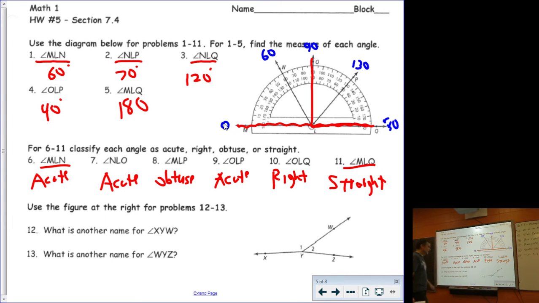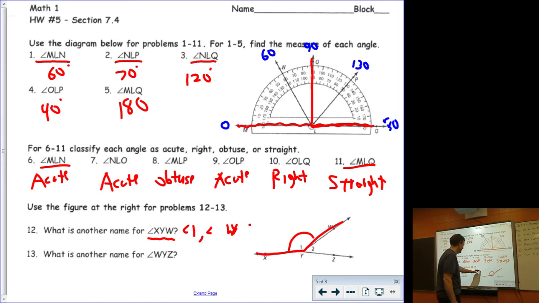All right, I just need another name for angle XYW. XYW is this angle, so I could call that angle 1, or I could reverse the 3 letters and call it angle WYX. That didn't go very well. And then I also want another name for angle WYZ. That would be this angle. So that would be angle 2. Or again, I could reverse the letters and call it angle ZYW.